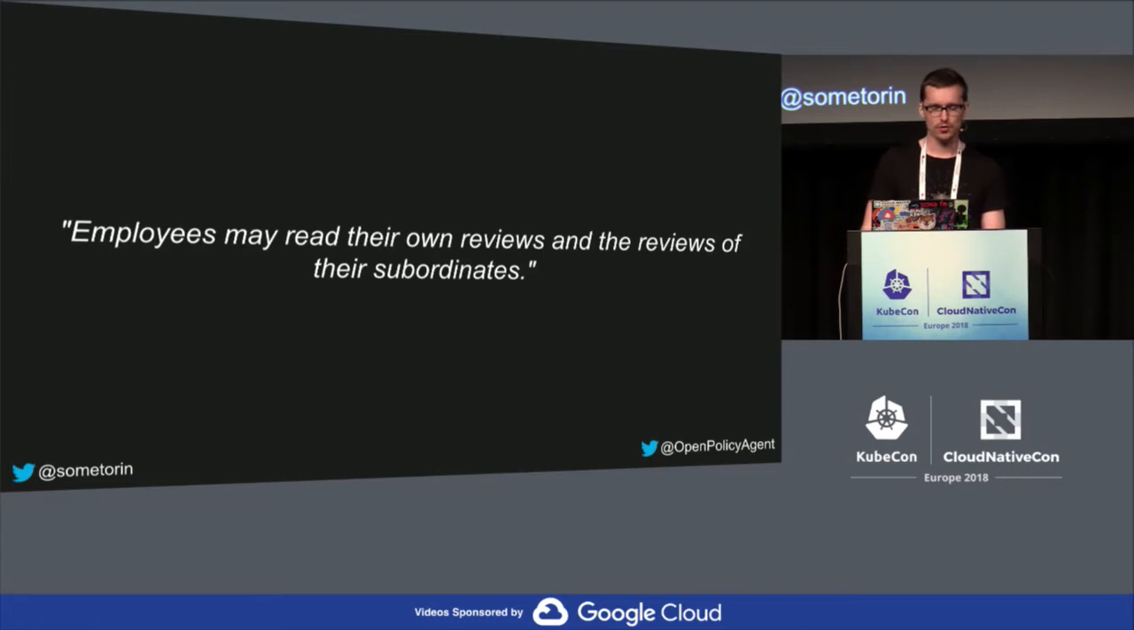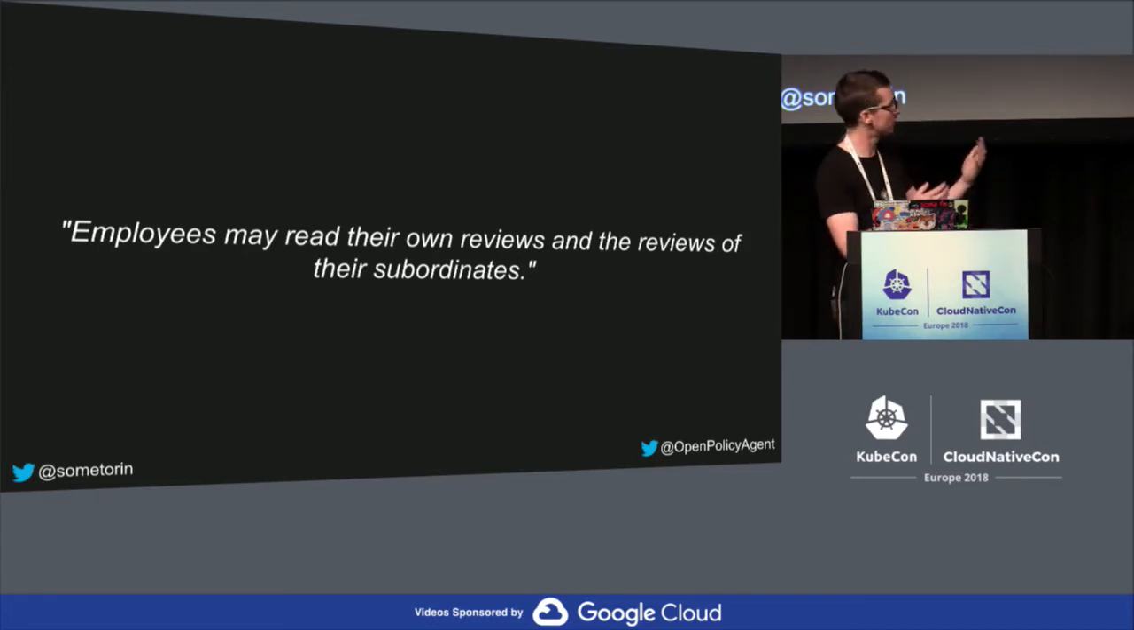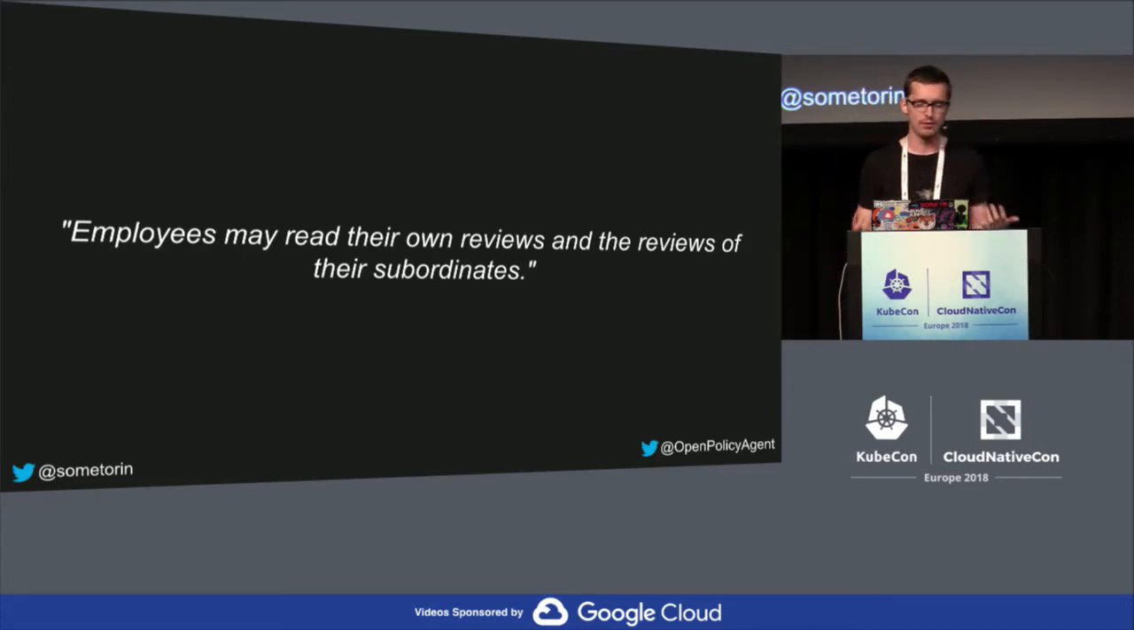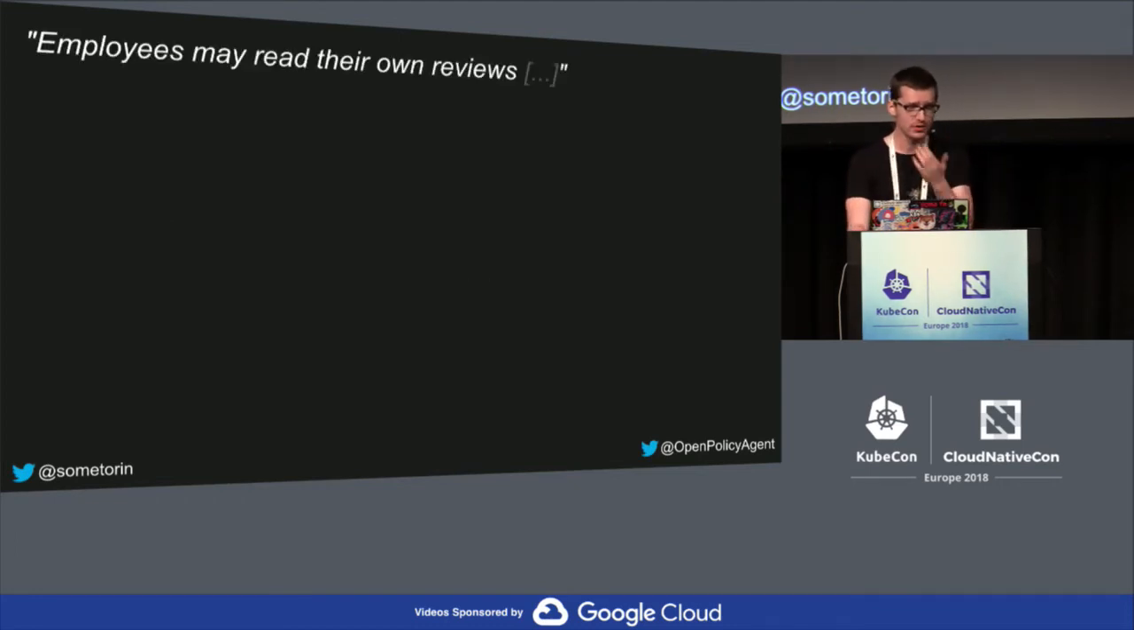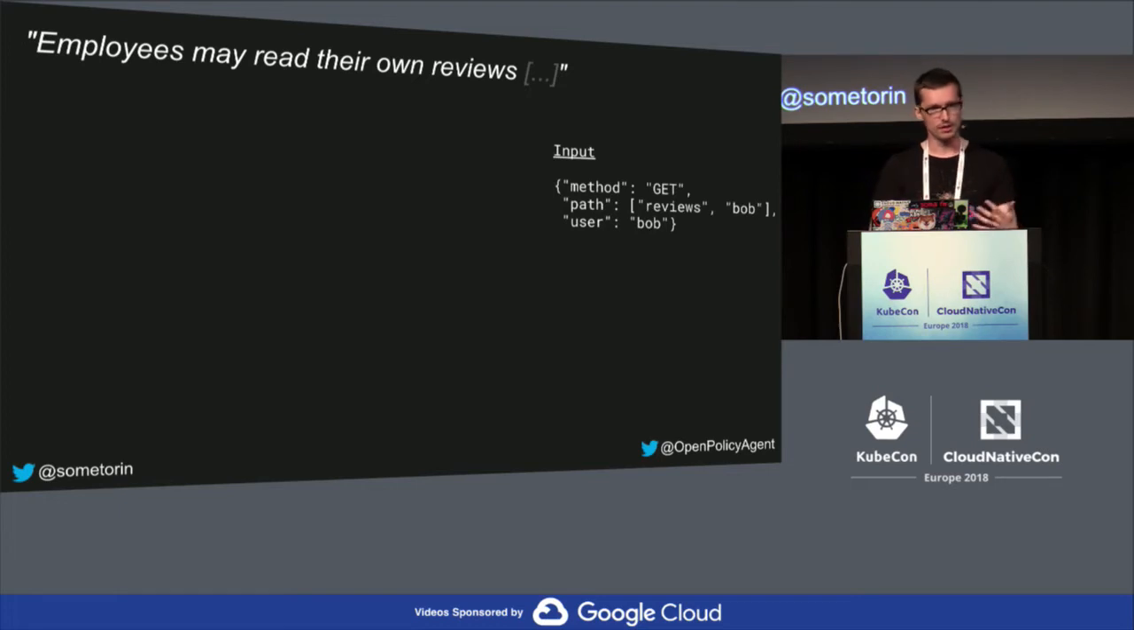So let's walk through this example. The example in English says that employees may read their own reviews and the reviews of their subordinates, the people they manage. Now in English, this statement has sort of two parts to it, and so we're going to actually create two separate rules to deal with this policy. Now in order to actually evaluate the policy, we're going to need some input data, and so I'm going to say that the method is set to get, and the path is set to reviews Bob as an array, and the user is set to Bob.